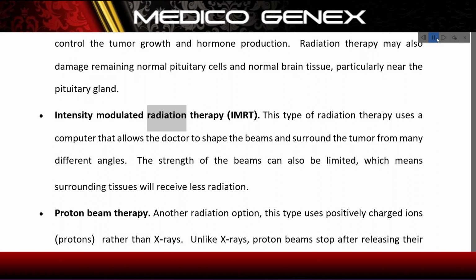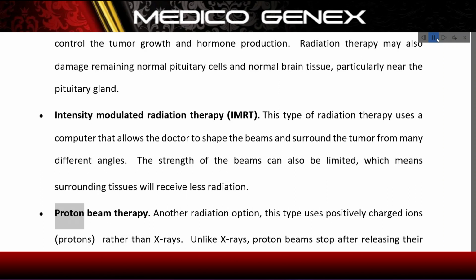Intensity modulated radiation therapy, IMRT. This type of radiation therapy uses a computer that allows the doctor to shape the beams and surround the tumor from many different angles. The strength of the beams can also be limited, which means surrounding tissues will receive less radiation.